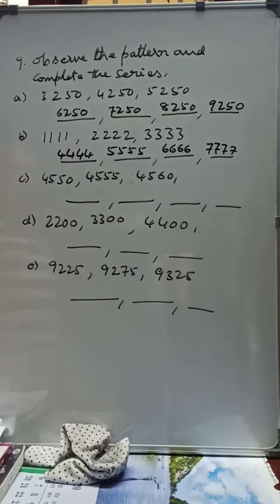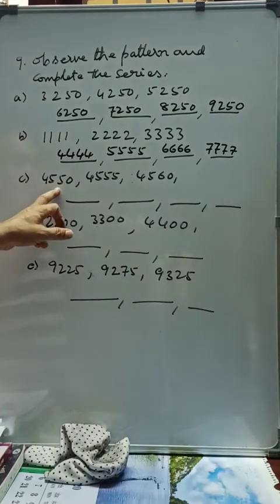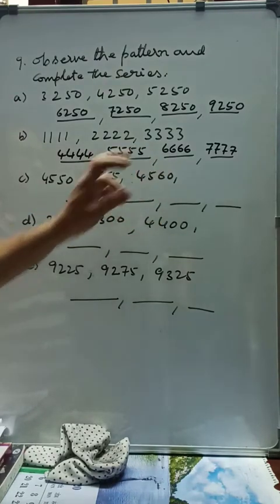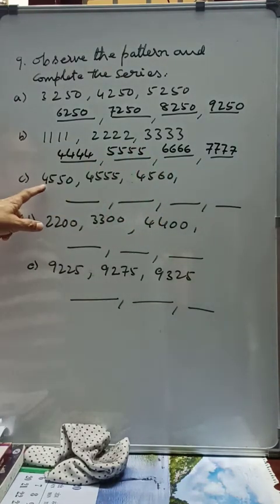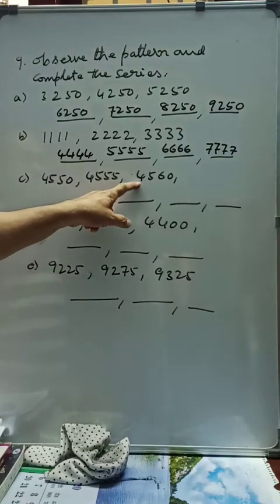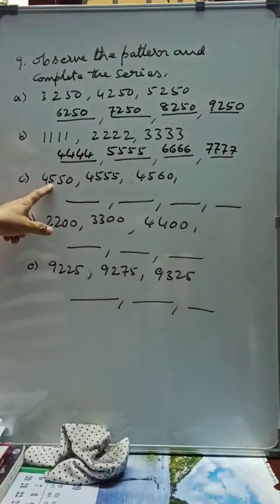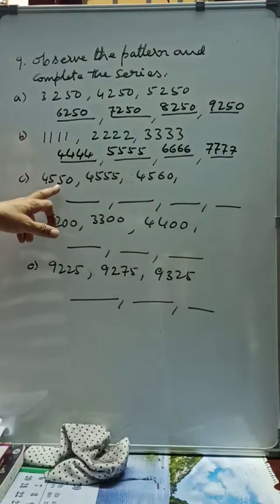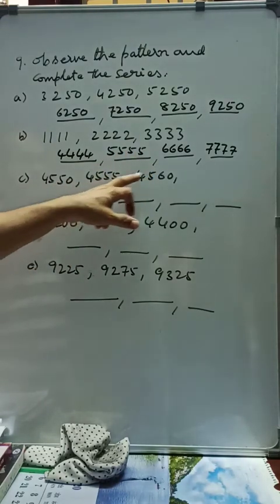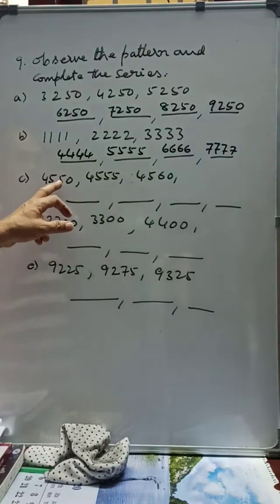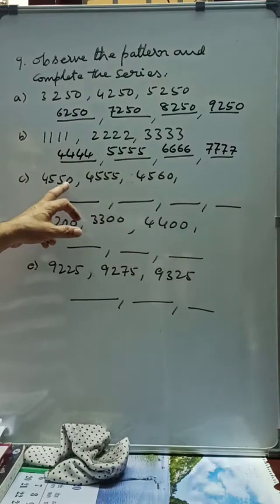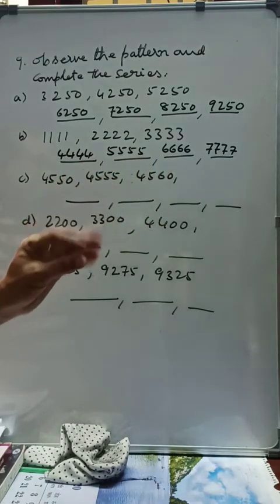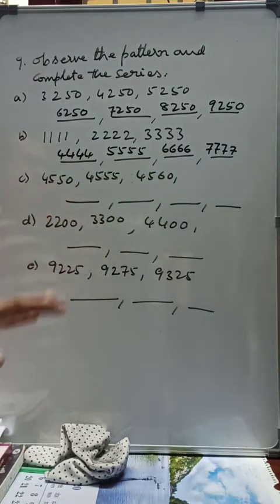Then coming to C, we have 4550, 4555, 4560. When you see the thousands place, 4, 4 and 4 are there. Next number, hundreds place is 5, 5 and 5 is there. Then coming to the tens place, 5, 5 and 6 are there. So when you observe this tens place and ones place, 50, 55 and 60, it is differing by 5 numbers. Just we have to add 5 numbers.